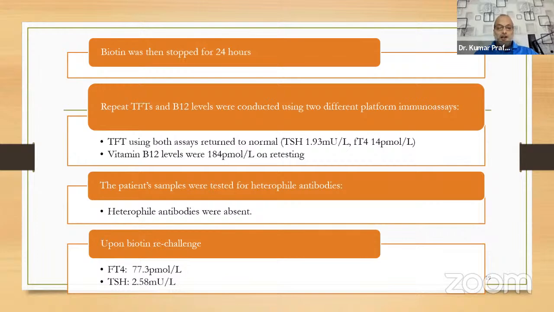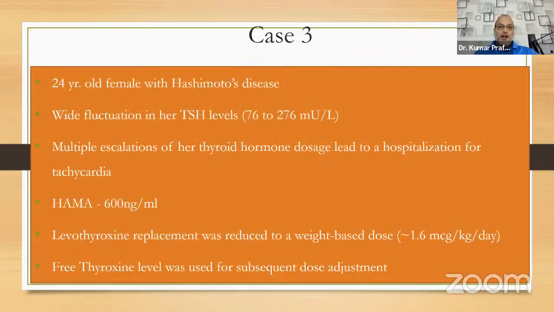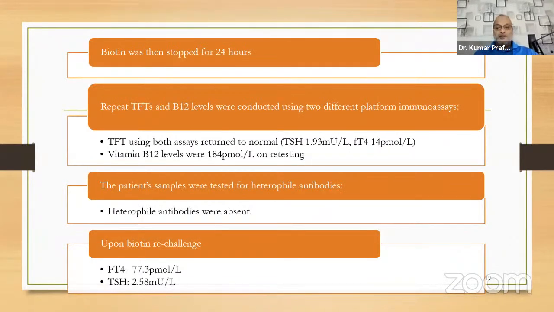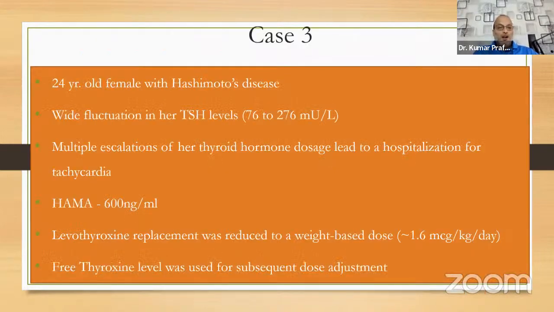Upon biotin re-challenge, once again, similar abnormalities were noted. So we concluded that this patient did not have any thyroid abnormalities. The abnormality in thyroid function test was basically because of the biotin that the patient was getting because of her multiple sclerosis. Now we move to the third example.